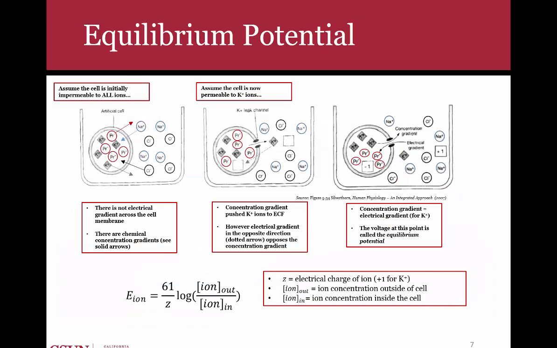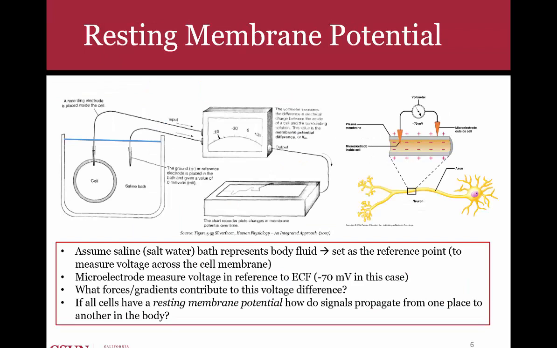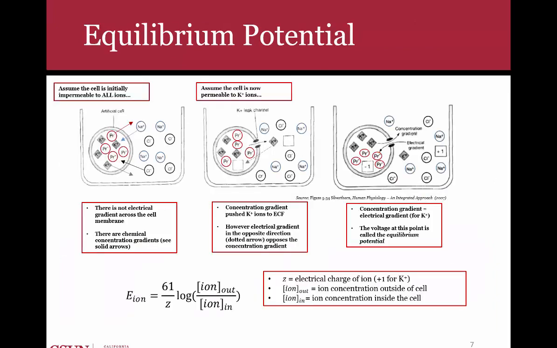I know I keep teasing you, but now let's get into a more complicated scenario and talk about, first of all, how do you get the negative 70? Why isn't it negative 90? Why isn't it positive 70? And that has to do with the next slide here.